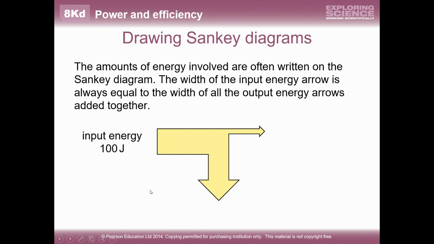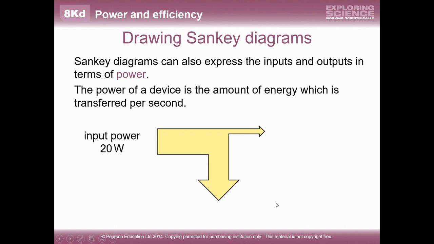You then label the arrows, often stating the forms of energy. For example, this could be electrical energy being changed into heat energy and light energy. It's also possible to express the power of a device or the power inputs and outputs. Remembering, power is the energy which is transferred per second. As the time is the same, therefore the amount of energy or the amount of power going into the device must equal the sum of the powers leaving the device.